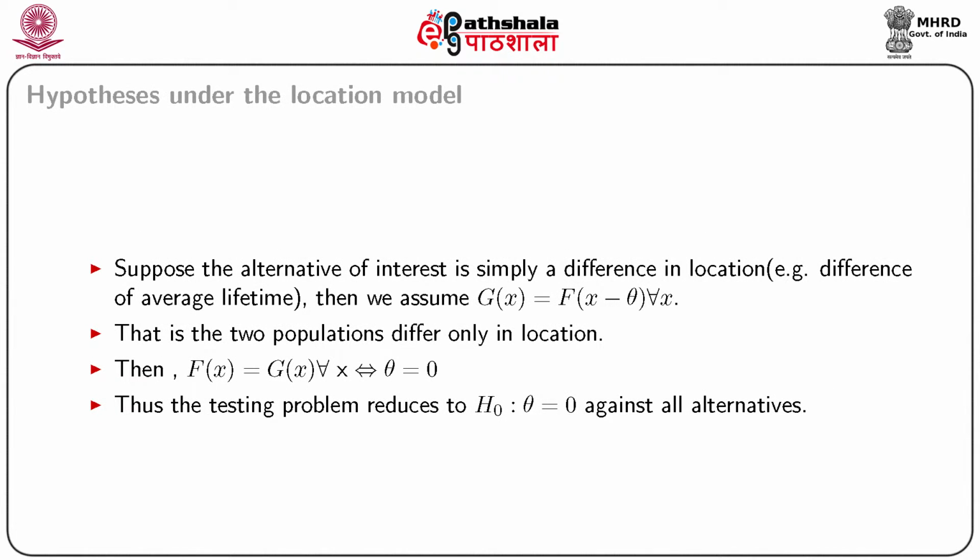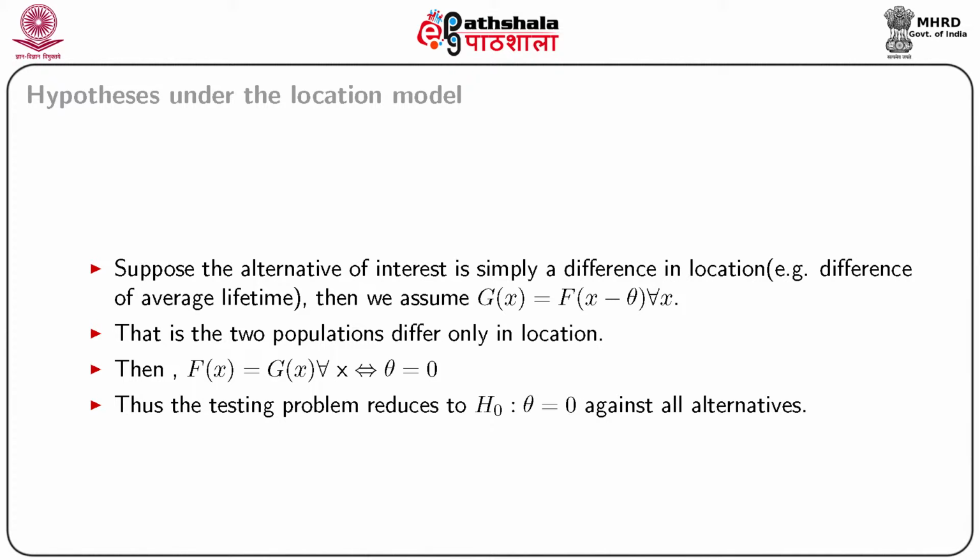Now, if we look at the box plot of the two data, we find that the two datasets vary only with respect to location. Thus, we start with the assumption that the two populations differ only in location, so that we can infer about the difference in average lifetime.